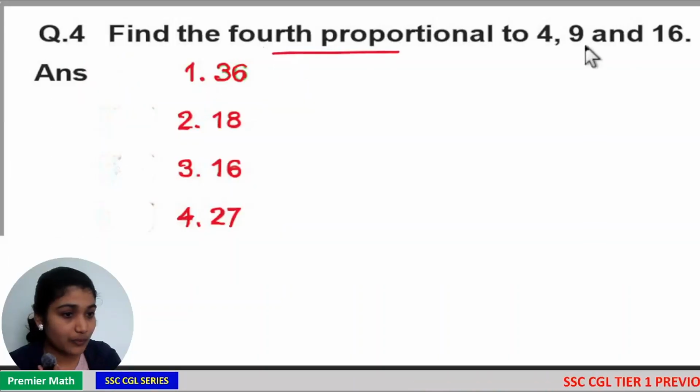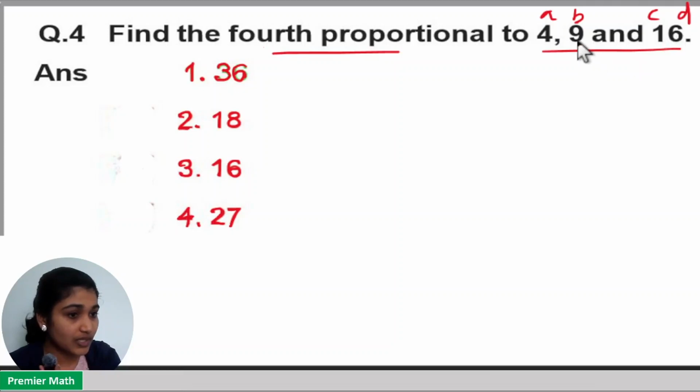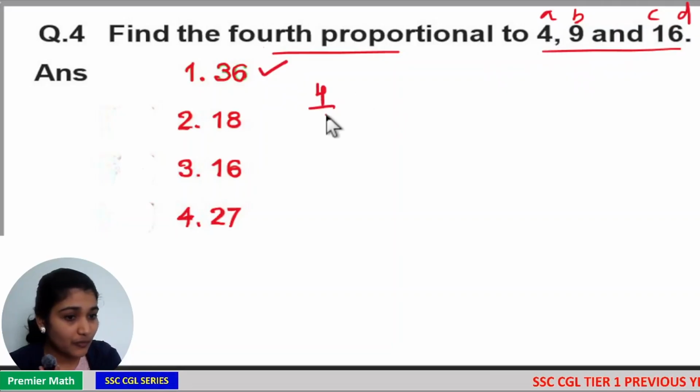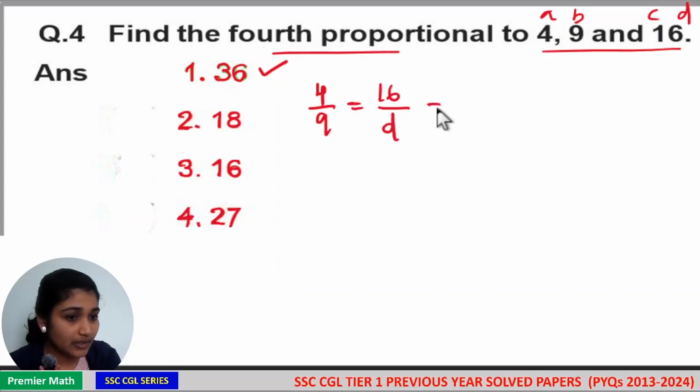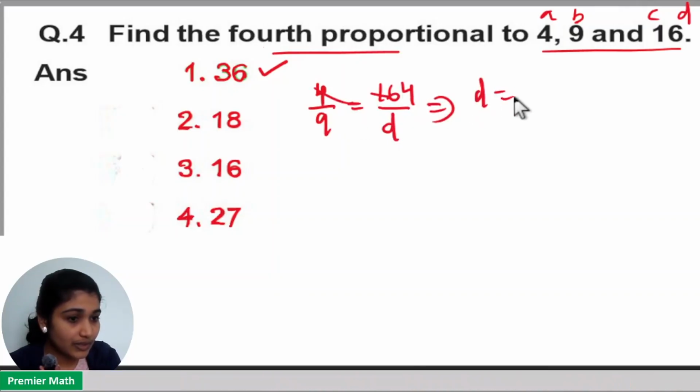Find the fourth proportional to 4, 9 and 16. Consider these as A, B, C. Then D is the fourth proportional. In that case, 4D equal to 9 into 16. So D equal to 9 into 4, 36. Here A, B, C, D are in proportion. Then A by B is 4 by 9, which is equal to C by D, that is 16 by D. From this, 4 goes 4 times in 16, D is equal to 36. Option 1 is your answer.